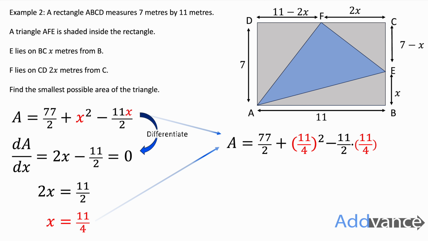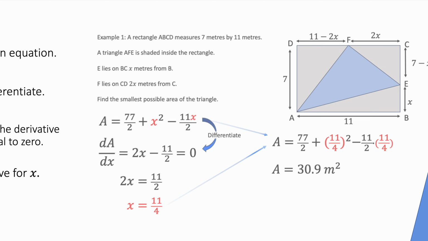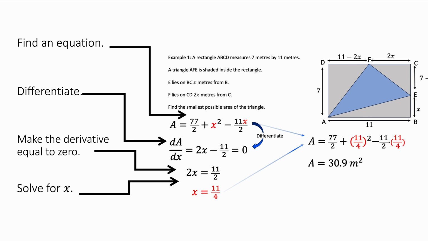And we'll evaluate that using our calculator. And we get 30.9375 or 30.9 when we round it to 3 significant figures. That is the final answer. We have found the smallest possible area of the triangle. So, step 1, we found an equation. Step 2, we differentiated it and made it equal to 0. Then we solved it for x, and then we substituted that x into the equation to find the minimum possible area. That is example 2 completed.